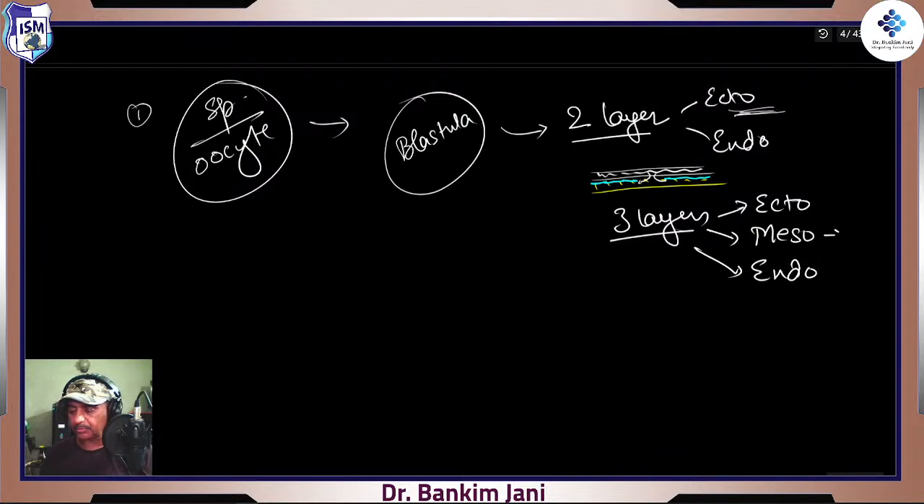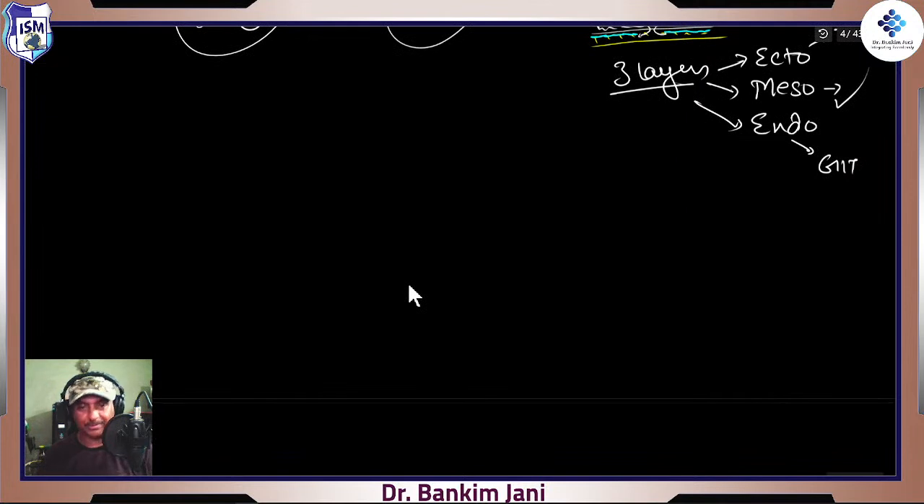It is this mesoderm in which we are very much interested. That is what we shall be dealing with today. The outer layer forms the skin. The endoderm forms the GIT. It is this mesoderm which we are interested in. So far it is okay. Now let's take a section. This is more or less like, say, a burger.